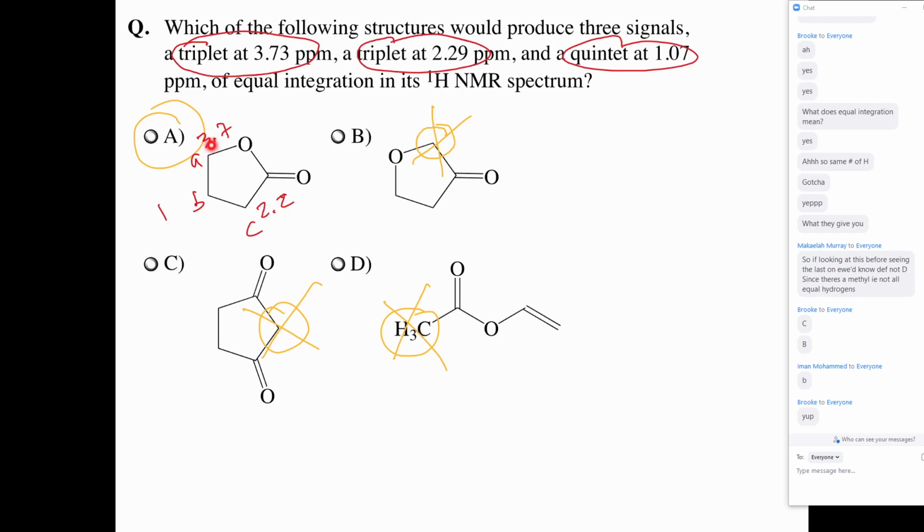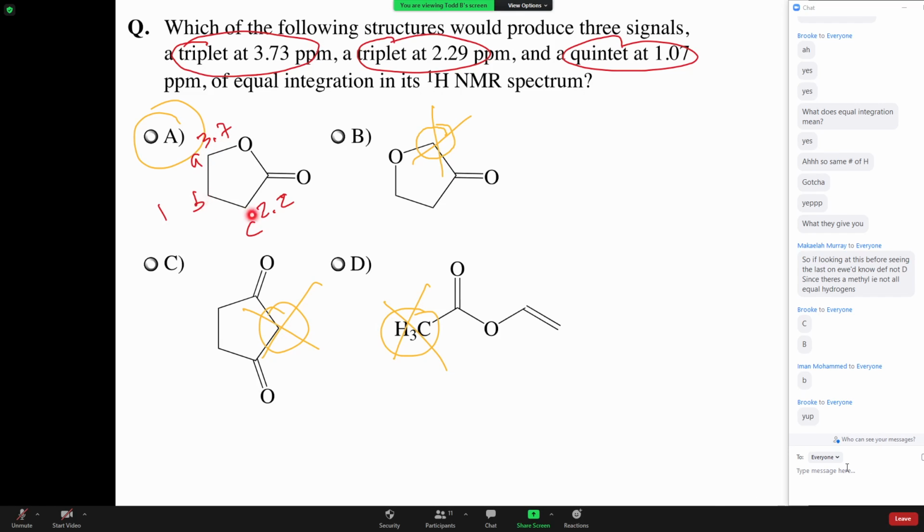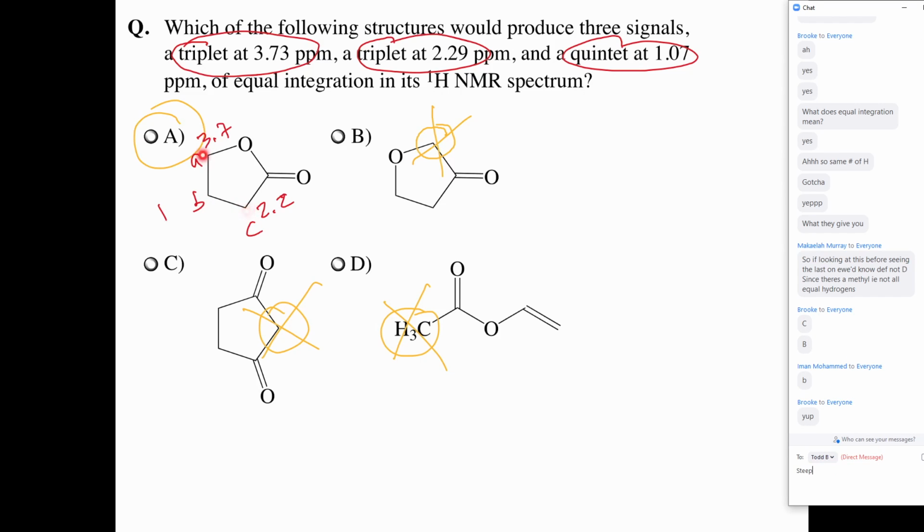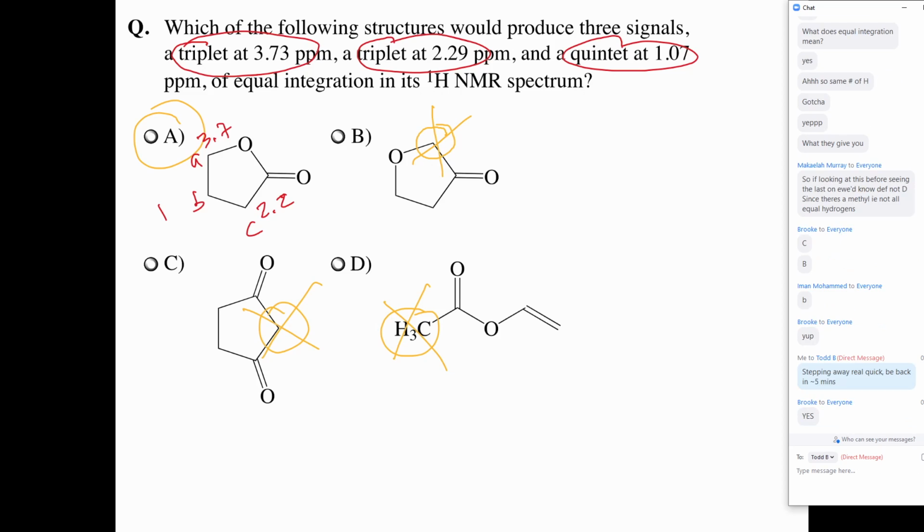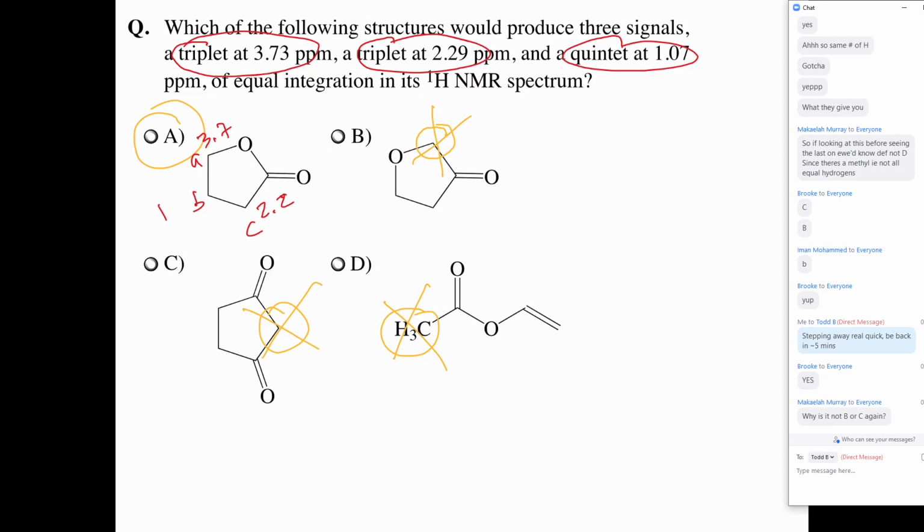This one's a triplet because it's next to 2 H's, it smells 2. This is a triplet because next to 2 H's smells 2. This one's a quintet because it smells 2 and 2 for 4. 4 plus 1 is 5. Does this fit? And the beautiful thing, again, is it's easier to do it backwards from answer choices to information rather than information to answer.